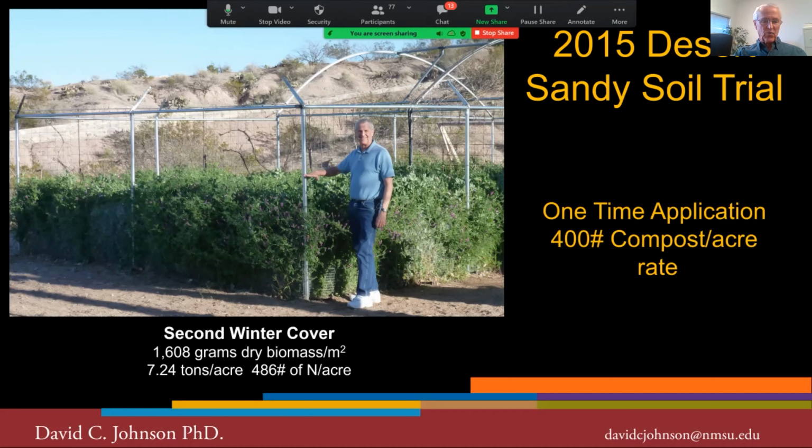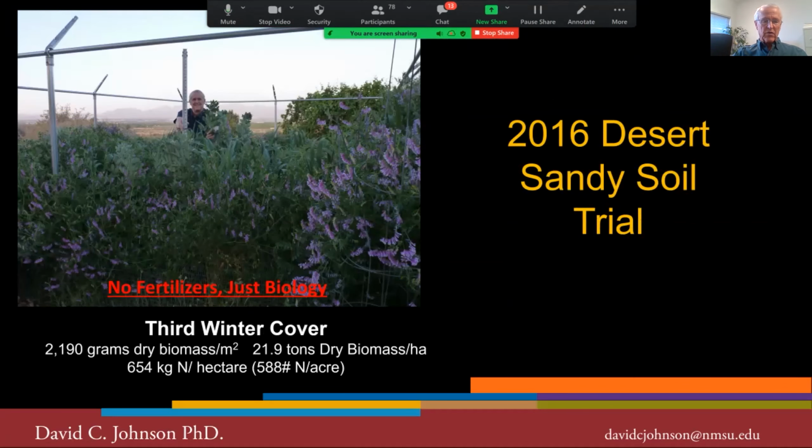This is our second winter cover crop. We produced about 1,608 grams of dry biomass per square meter. Our first winter cover crop was about 800 grams. This is our third cover crop. And again, no fertilizers, just biology.